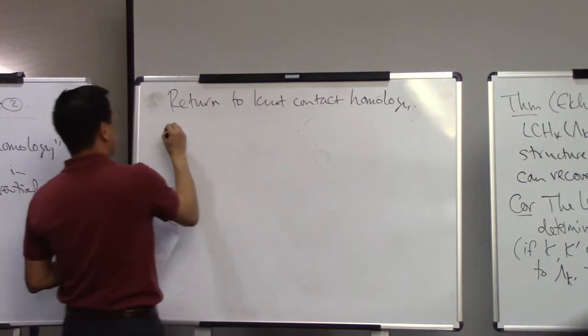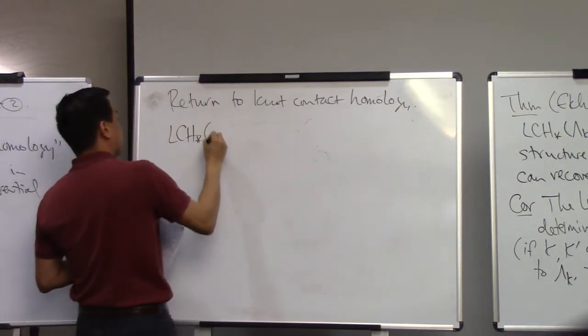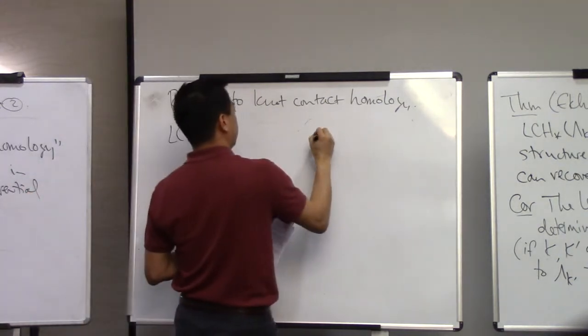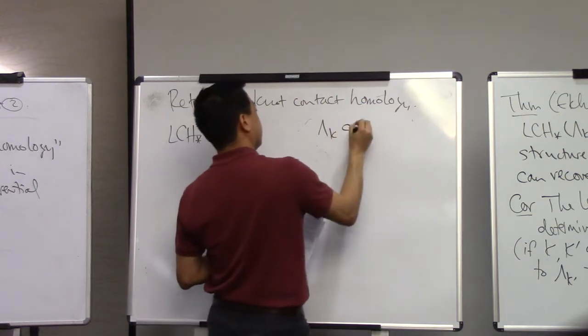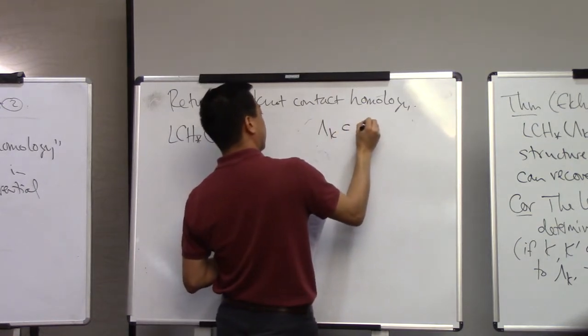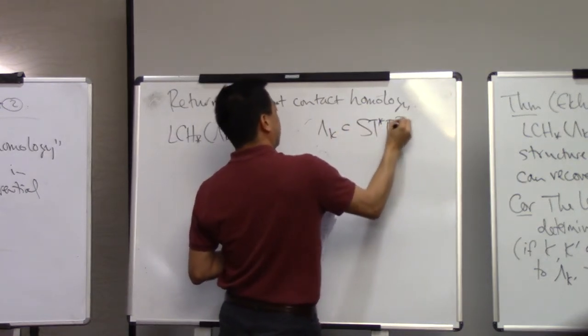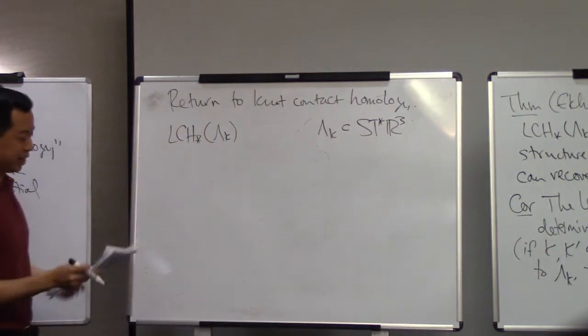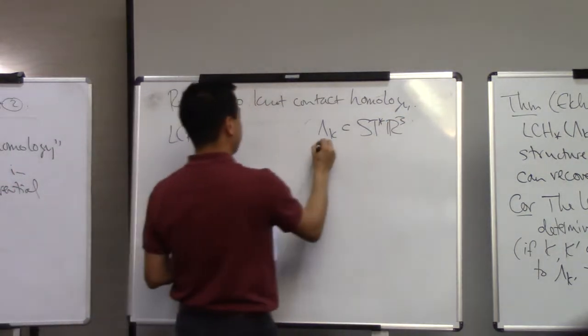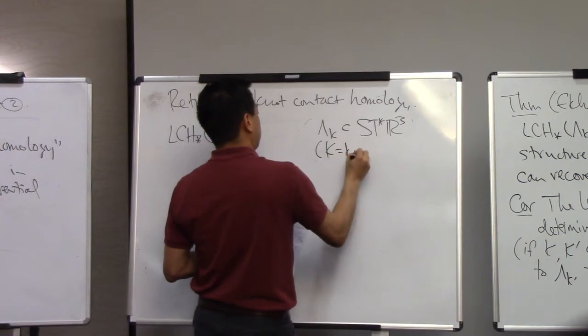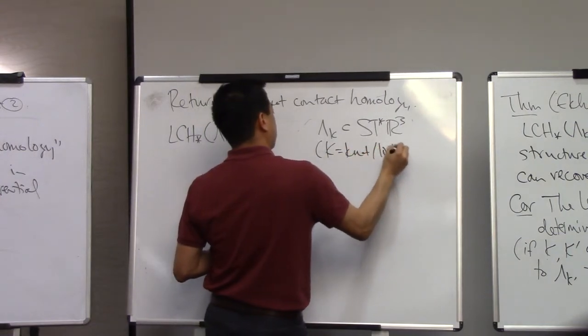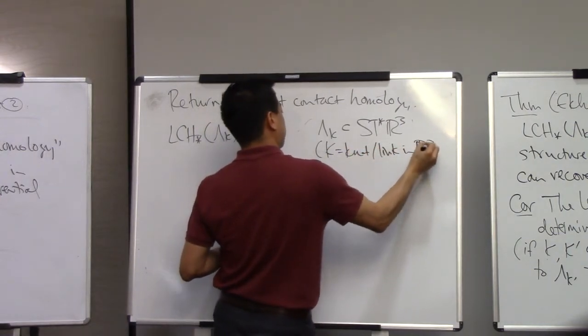Okay, so what is this? This is LCH star of lambda k, where, I already wrote this, but this is the conormal to k sitting inside of ST star R3. And I think now I'm going to relax my restriction that k is a knot. So k can be a link in R3.